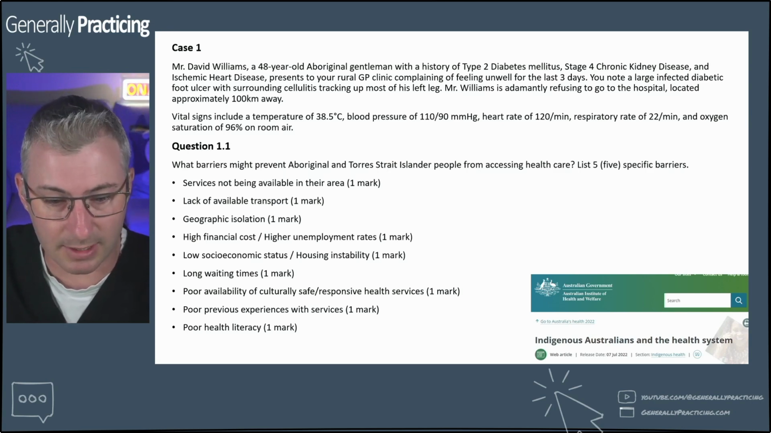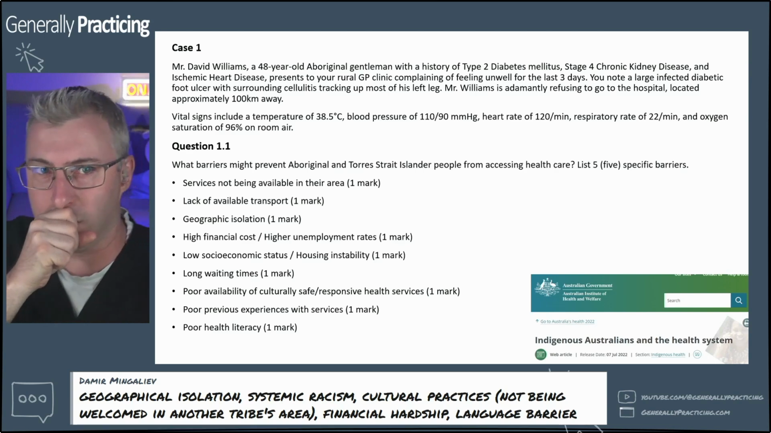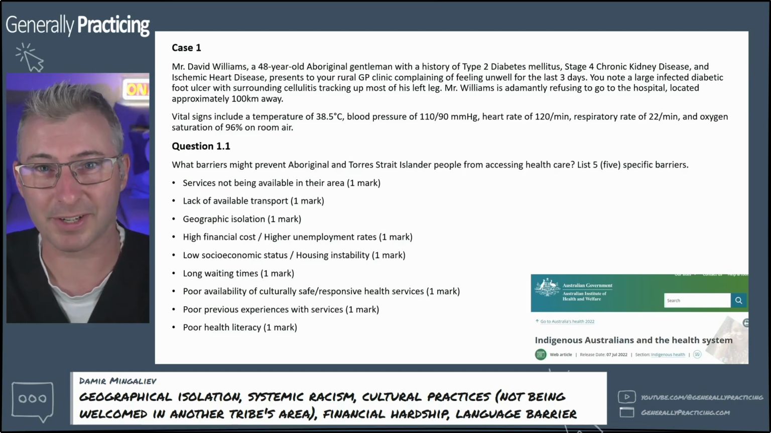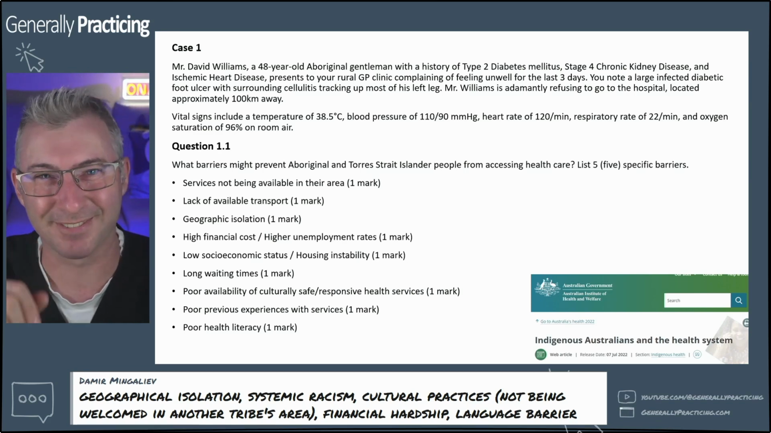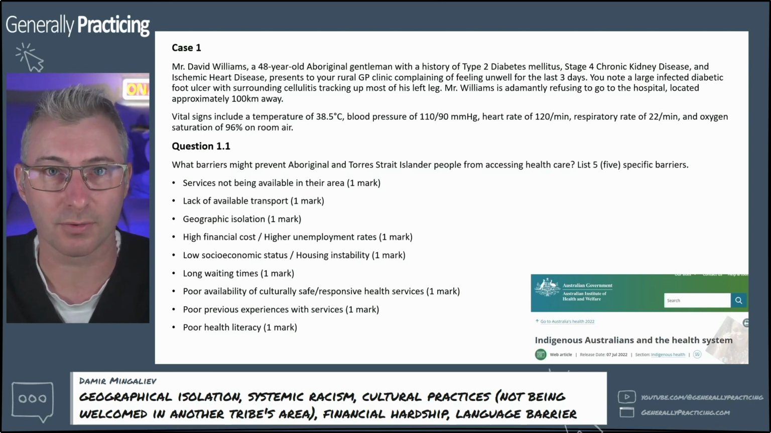So we do have some answers here, and Demir, you've put in wonderfully. We do have that geographical isolation tick, and systemic racism. I think that's a more to-the-point way of putting in the poor previous experiences with services or culturally safe care. I think you'd get those ticks there.